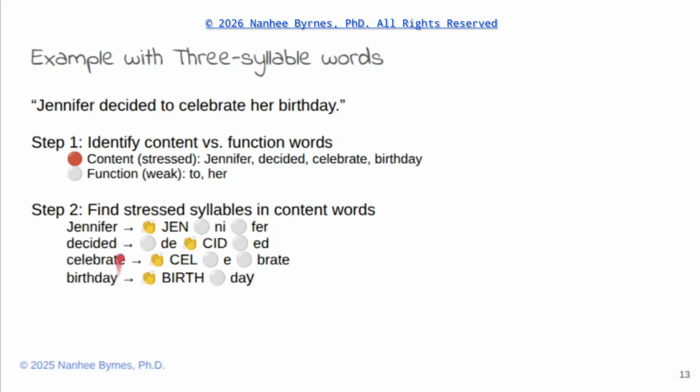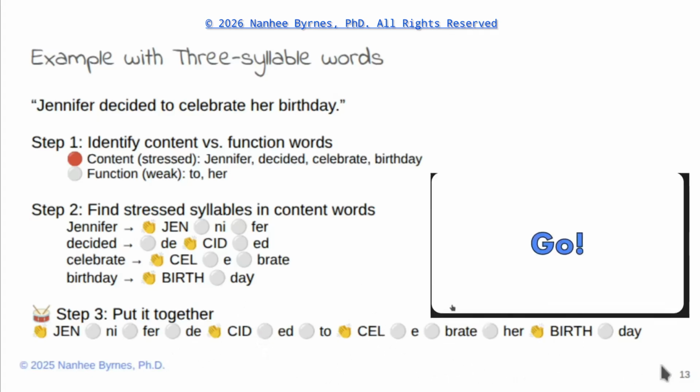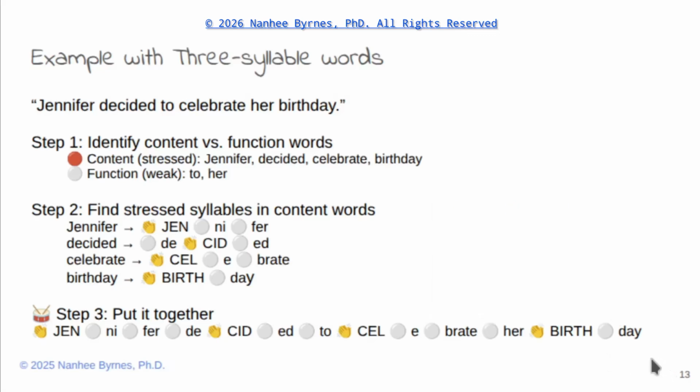So there are 4 strong beats: gin, sid, sell, birth. I need to squeeze in all the remaining weak syllables in between, like this. Sentence with rhythm. Jennifer decided to celebrate her birthday.